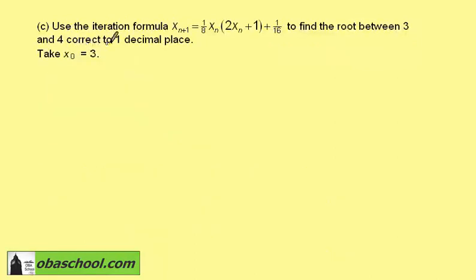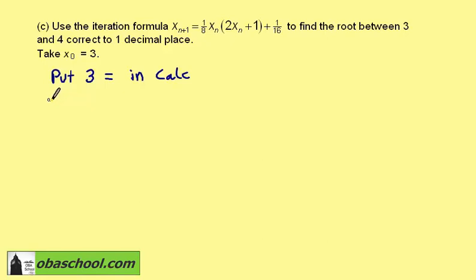We now want to use the iteration formula x(n+1) is 1/8 times xn times (2xn plus 1) plus 1/16 to find the root between 3 and 4, correct to one decimal place. We're going to take x0 equal to 3. Let's set this up on the calculator as normal. So we want to put into the calculator 3, since this is x0, and equals. This sets 3 to the last answer. We can then set up our formula.